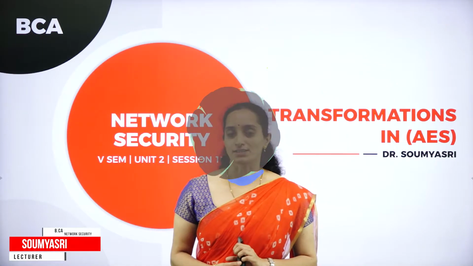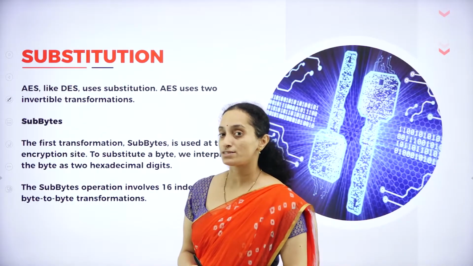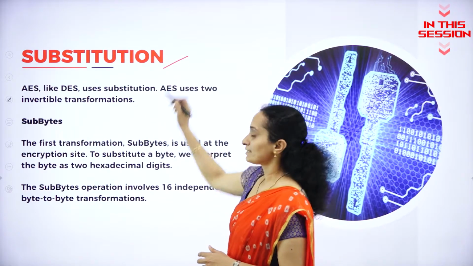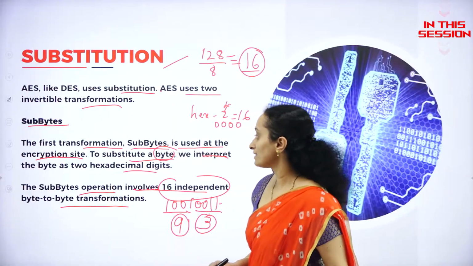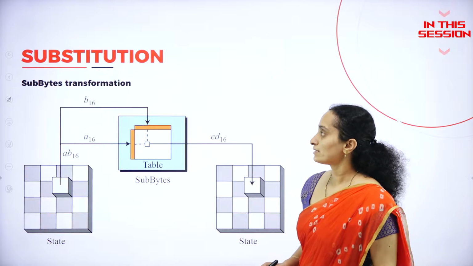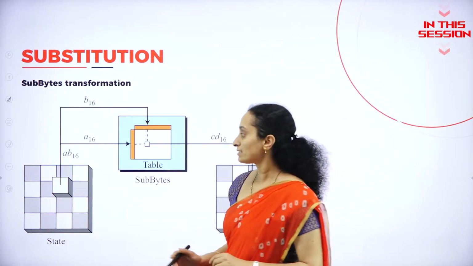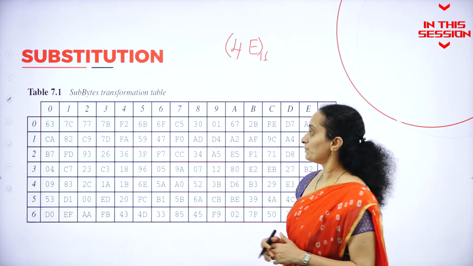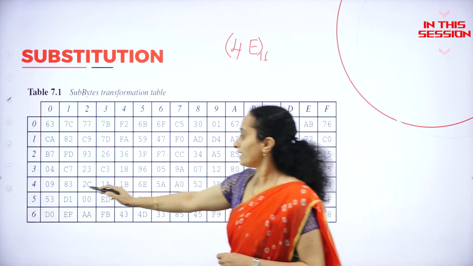Let's start this session with some more concepts in the advanced encryption. The security measure or ciphering starts with the first step, that is the substitution. For transforming, we use the method of sub-byte transformation.